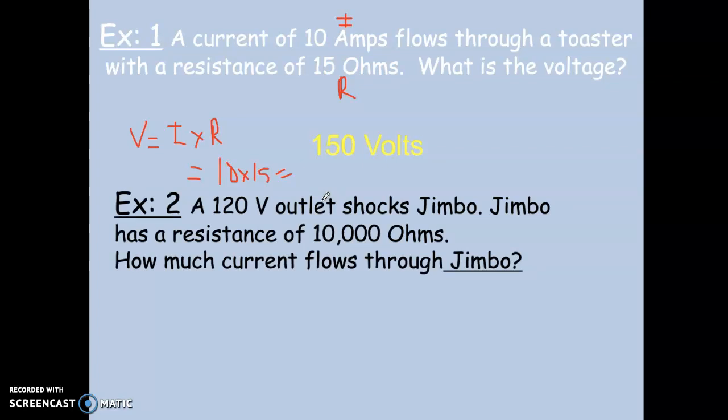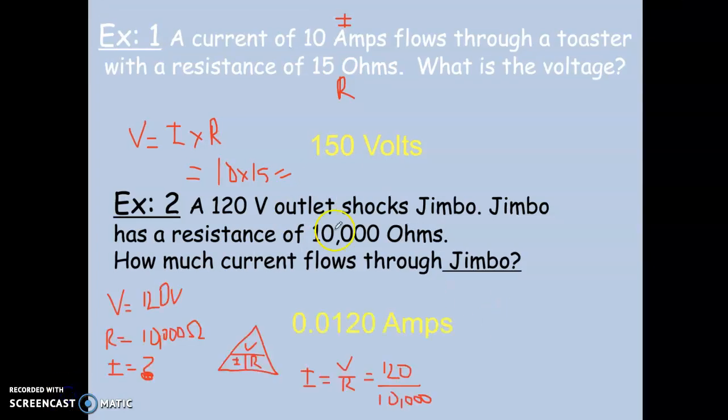Okay. Try this one on your own, about an individual who is shocked by a house outlet, and then I'll go through it here. So pause, and I'll put the answer up in a second. Volts is V, right? So that's my variable V. 10,000 ohms is resistance, meaning how much current I'm solving for is I. Our current is measured in amps. So to solve for I, cover it up. I get V over R. So I plug in V, I plug in R, and divide, and I get my answer here, which is 0.012 amps.